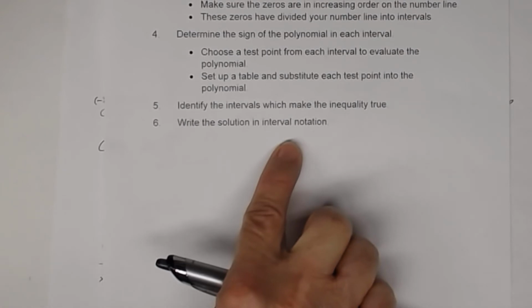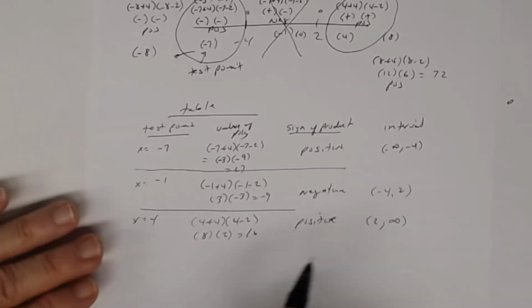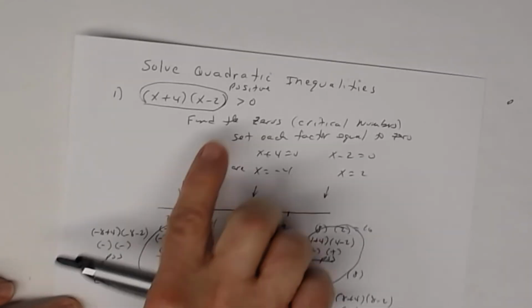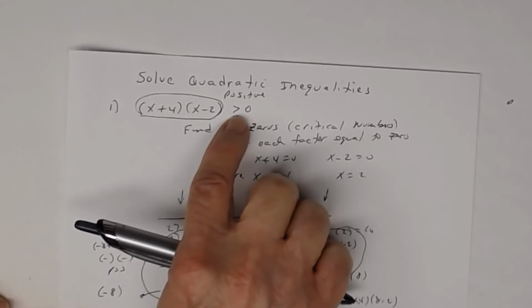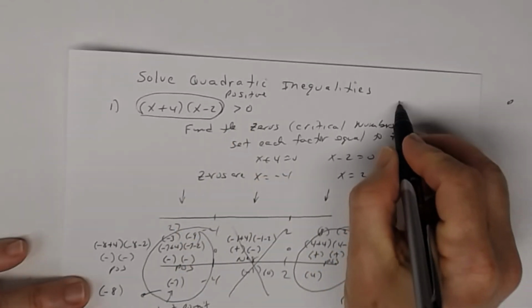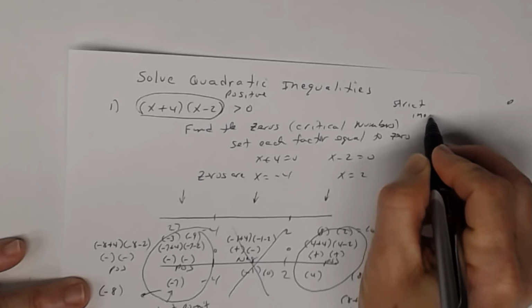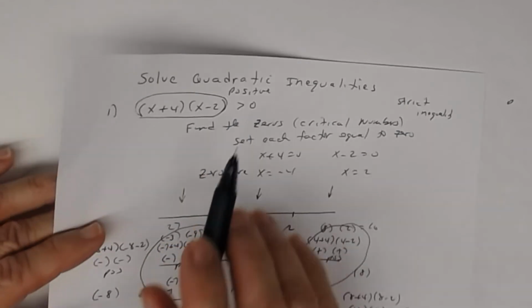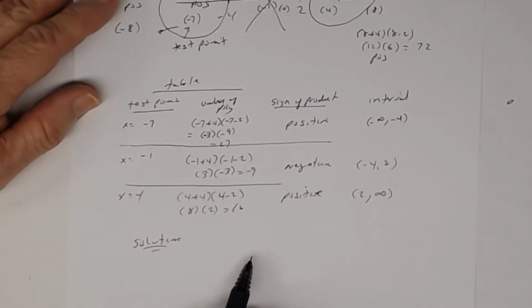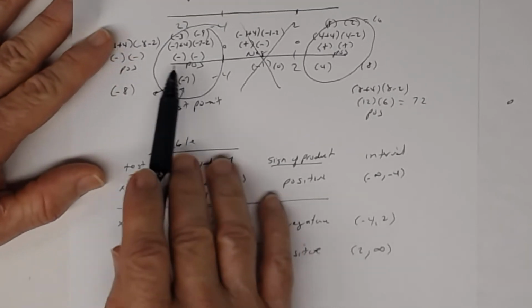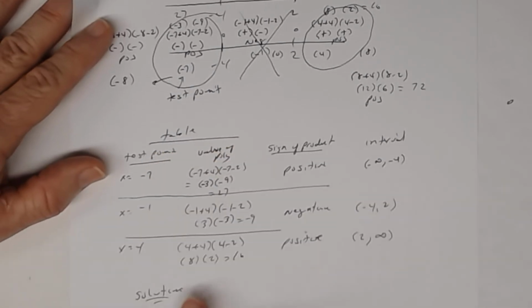So now step 6, you write the solution in interval notation. Now here's where you also have to be careful. You have to look to see if there's an equal sign or not. You see there's no equal sign. It's just a strict inequality, meaning there's no equal sign. So strictly greater than 0, so that means positive. Since there's no equal sign, I'm going to use parentheses. Now we're going to do one in a little while where you're going to have an equal sign and you're going to see what to do. So your solution is going to be from negative infinity to negative 4, and always go from smallest to largest.